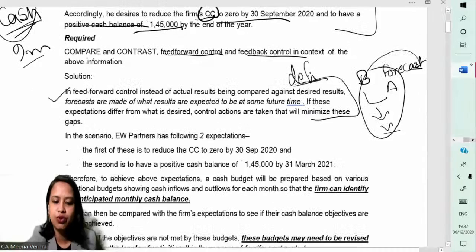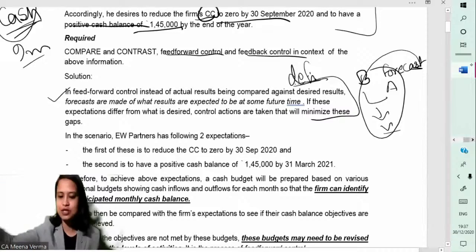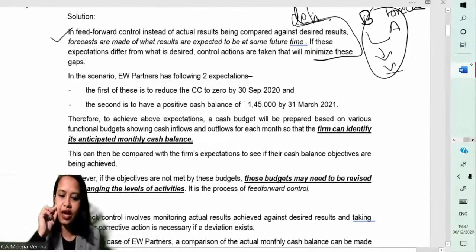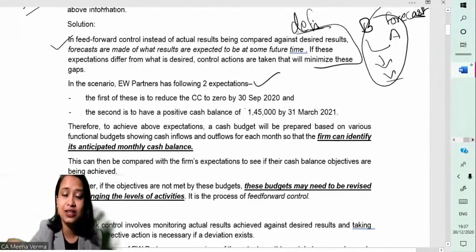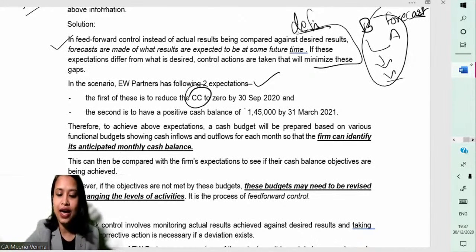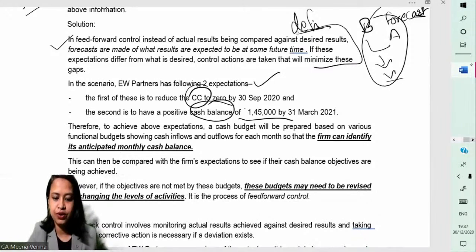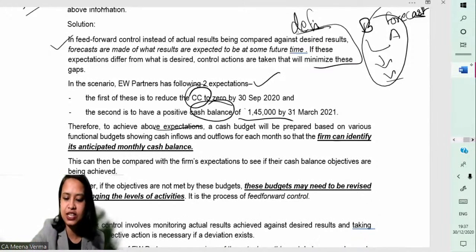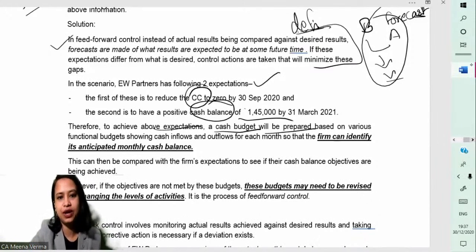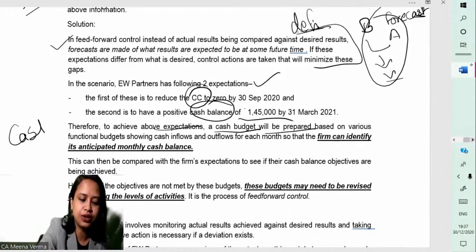So what is the expectation in future? They want to bring the cash credit to zero, and they want to create a cash balance of this amount. So to achieve this expectation, a cash budget will be prepared. Now, this is something new here: the cash budget.